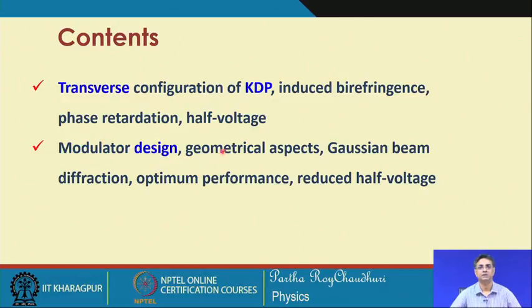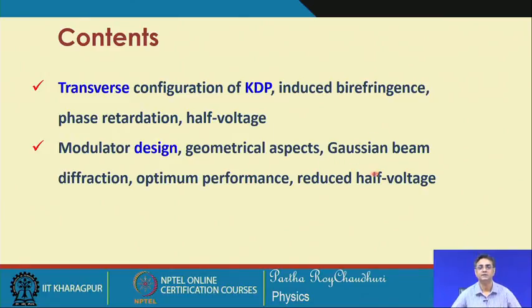Then we will look at a very different aspect, the geometrical side of this modulator design consideration: how this modulator has to be designed to get very good performance, whether from kilovolts we started off, our switching voltage, that is the half-wave voltage, we can bring it down to some tens of volts.